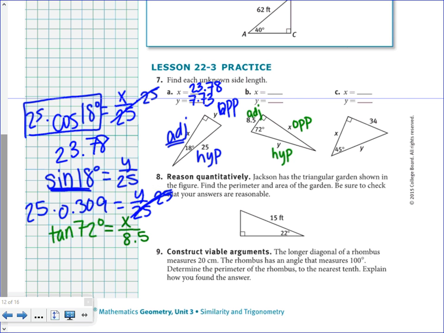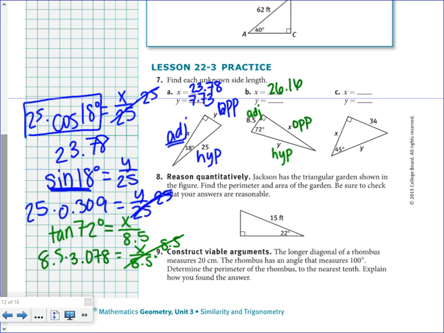So the tangent of 72 is 3.078. Then I'm going to multiply by what is in my denominator, so 8.5. And so then I get 26.16.